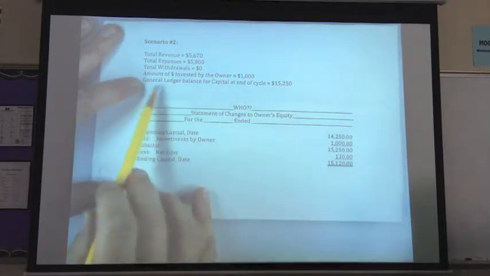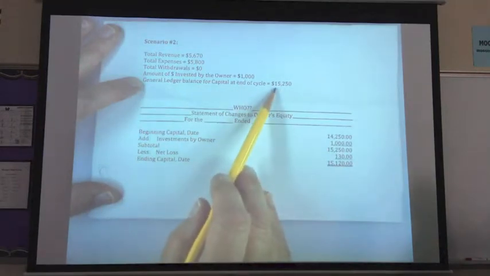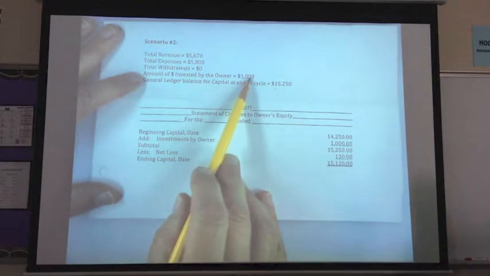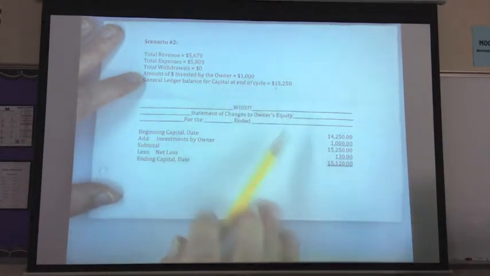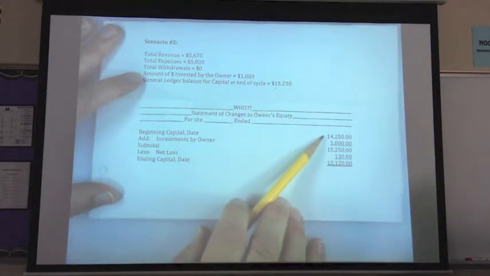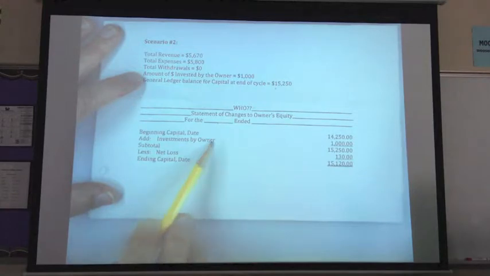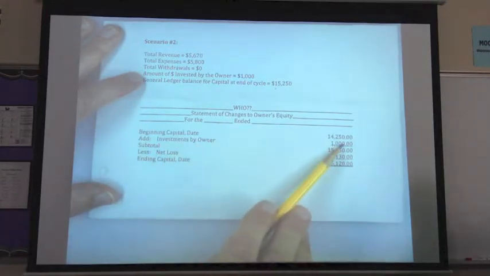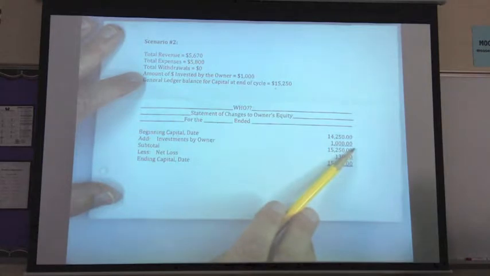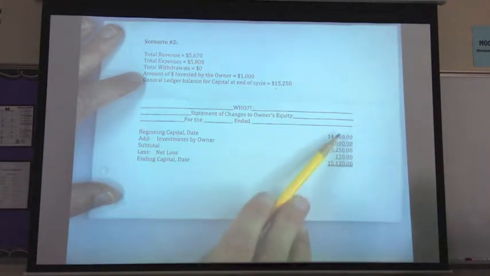$14,250 because we started with $15,250 and we subtracted the investment by the owner of $1,000, leaving us with $14,250. The next part is adding investments by owner. That was the only thing that was going to be added, so we're going to send it directly across to the right-hand column. So it's adding 1,000. We're going to do a single rule, find our subtotal by adding those two.